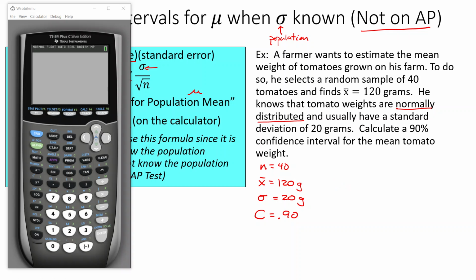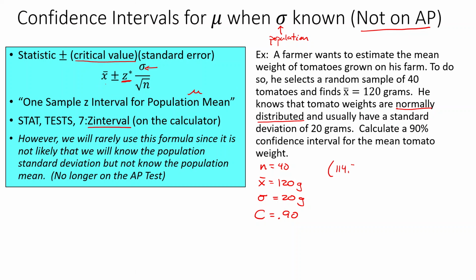So we pull out our calculator. We go to stat, test, and we're looking for z-interval because we know the population standard deviation. These are statistics here, so we're dealing with those. And we're just going to type those in. I think they're already here. So our population standard deviation was 20. Our sample mean is 120. Our sample size is 40. Our confidence level is 90%, which would be 0.9. And we click calculate, and there we go. 114.8 to 125.2. All right, so that would be how we would do that. But again, we're not going to do that.